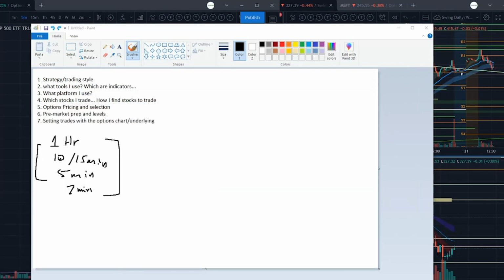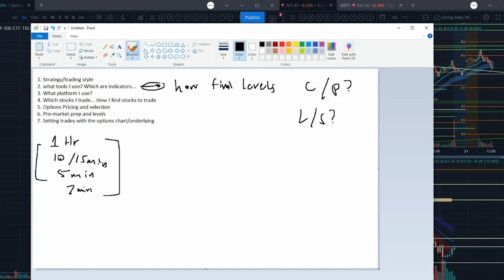So why don't we talk about the tools and confluence, right? I think this is going to shed a little more light on what is going on and how we find our levels, right? For calls versus puts, long versus short, and all of the indicators and tools that I use. And we might as well talk about this right here, and how we identify these pre-market areas, our pre-market prep levels. So the tools that I use, other than these different charts, are going to be levels manually drawn.